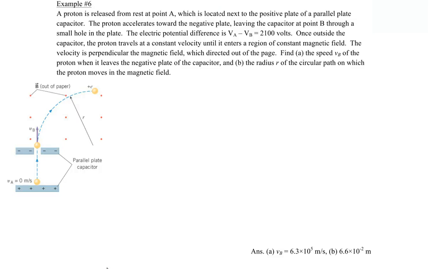Welcome to example number 6, which looks at the basic principles of a mass spectrometer. Now, a mass spectrometer is an instrument that measures the masses of ions, which are charged atoms or molecules, and thus it measures their atomic and molecular weights. Let's take a look at an animation of a mass spectrometer.